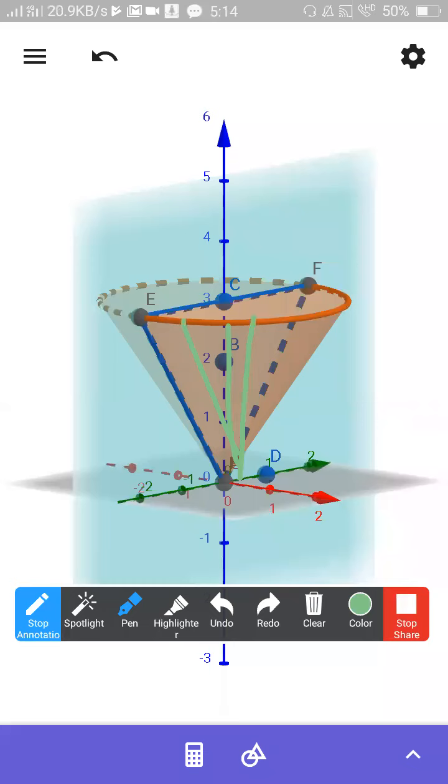So what is happening? The intersection of these two things, the cone with the pi plane, you are getting a slanted line.